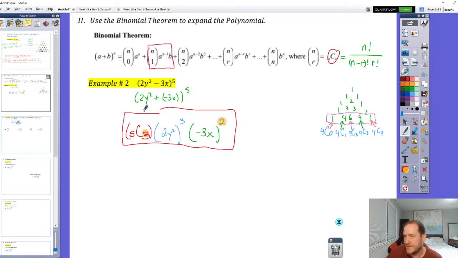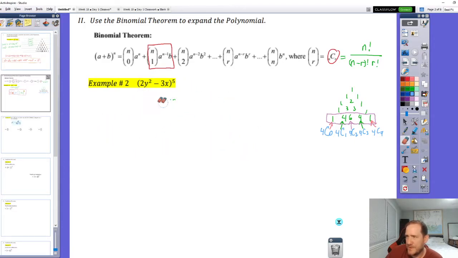So I'm going to shut up. Let's actually do this now. Because this power is relatively low, it's only a 5, you are expected to expand the whole thing out. You know you're going to end up with 6 terms because you always get one more term than your power. And this should be doable. We know that our first term is going to be 5 choose 0. That's our binomial coefficient. Then it'll be the 2y squared to the power of 5 multiplied by the negative 3x to the power of 0. There won't be any of those. There's my first term.